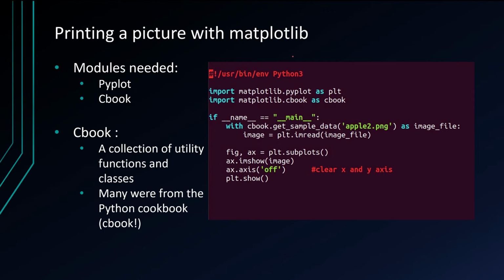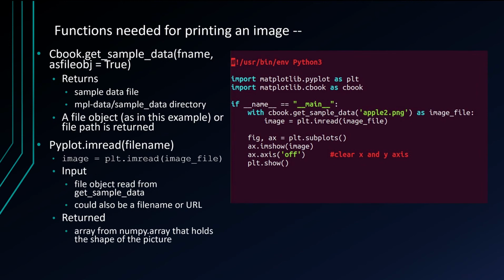The next thing we're going to get into is how to print a picture with Matplotlib. What you need for it is, again, the pyplot module, and you also need another module, matplotlib.cbook, which here we have renamed just to cbook. cbook is a collection of utility functions and classes to use within Matplotlib, and many were taken from the Python cookbook, which is where we get cbook from. So here are the functions that you need for printing an image.